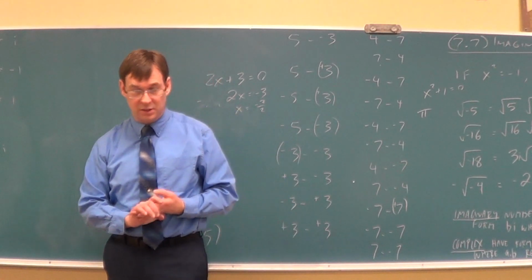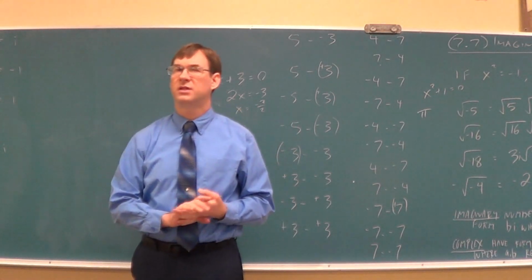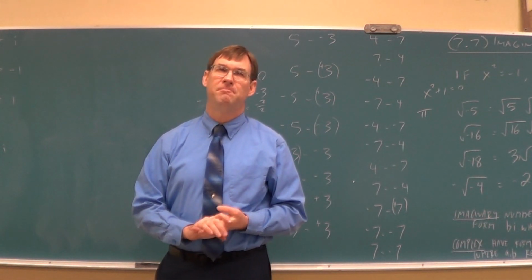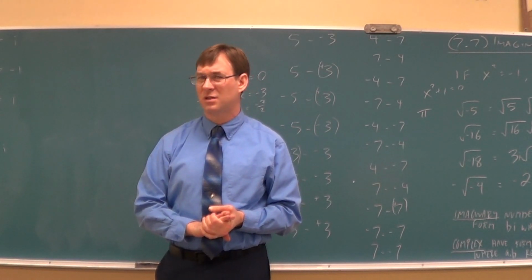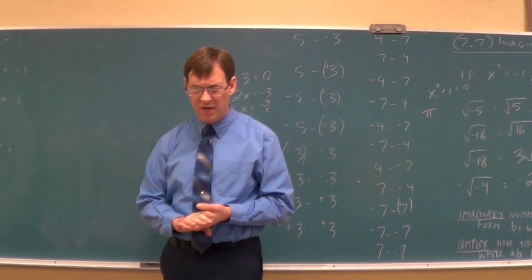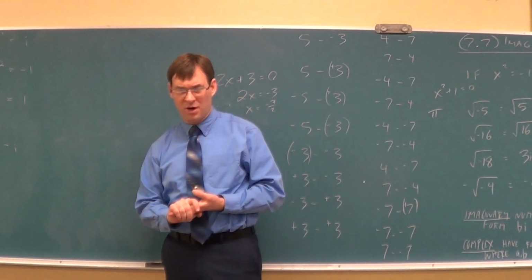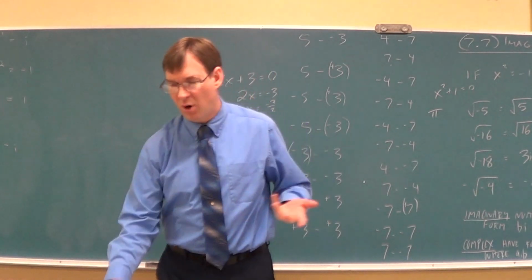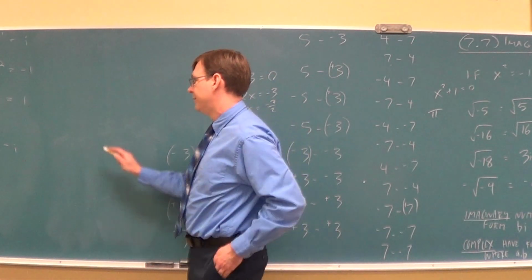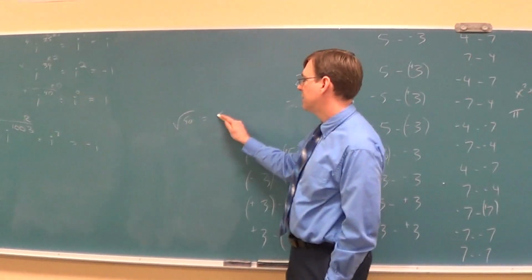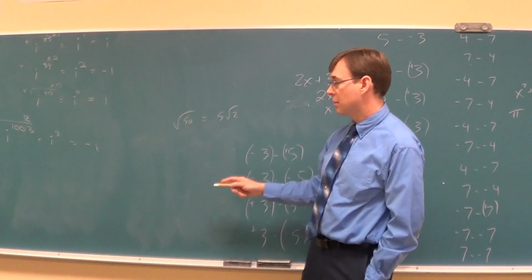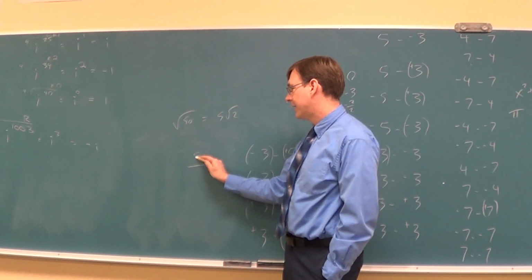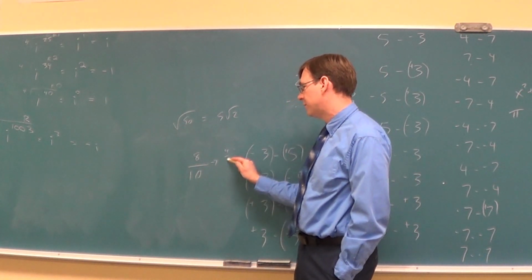You're going to see i's the rest of chapter 7. You're going to see i's on and off in chapter 8. You'll see i's on and off like the rest of your math life. It's not like they're going to be in every chapter every day, but they're going to pop out. You know, the fact that root 50 makes 5 root 2, that's a skill you're going to do. The fact that 8/10 can reduce to 4/5.